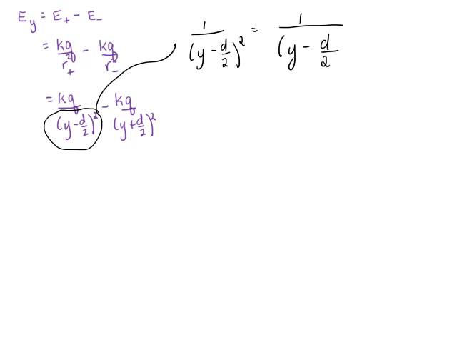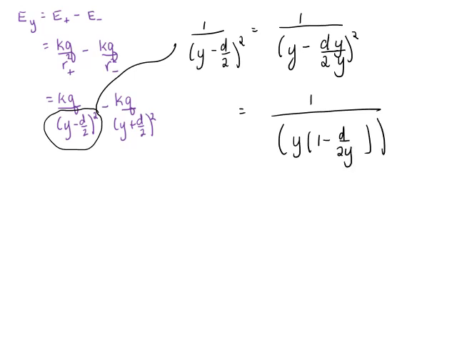So I'm going to take my d over 2 and multiply it by y over y. Now what I see is I've got a y in the numerator here, y in the numerator here. I can take those outside my brackets. So this is equal to 1 over y outside of 1 minus d over 2y. And this whole thing has to be squared.